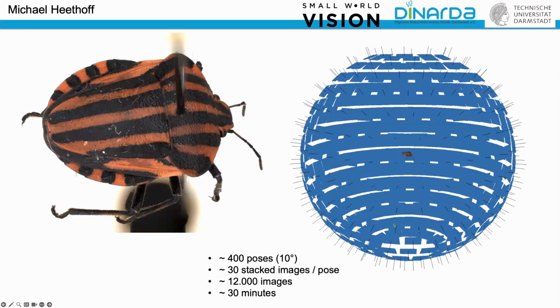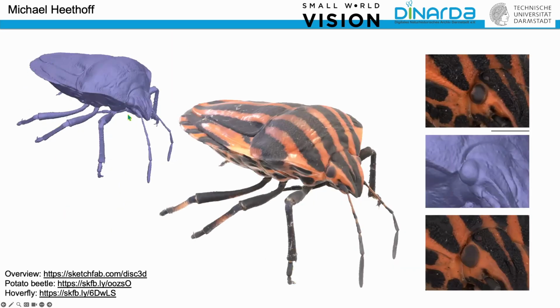Roughly 400 camera positions with spatial difference of 10 degrees, roughly 30 stacked images for every pose. This is an automatic process that takes 12,000 images for every object and combines them to these EDOF images. The process is fully automatic. It takes roughly 30 minutes. No human interaction needed. What we have in the end is a geometrically correct representation of the object.